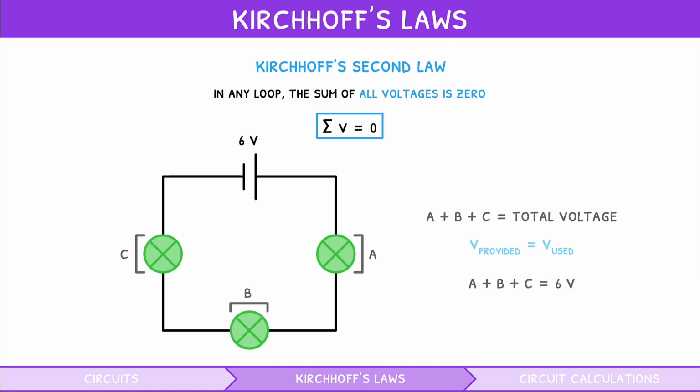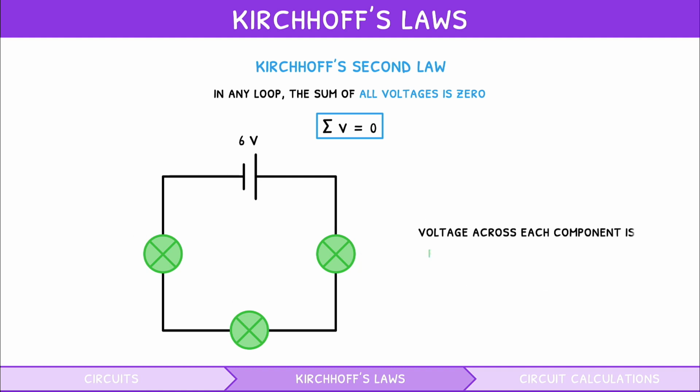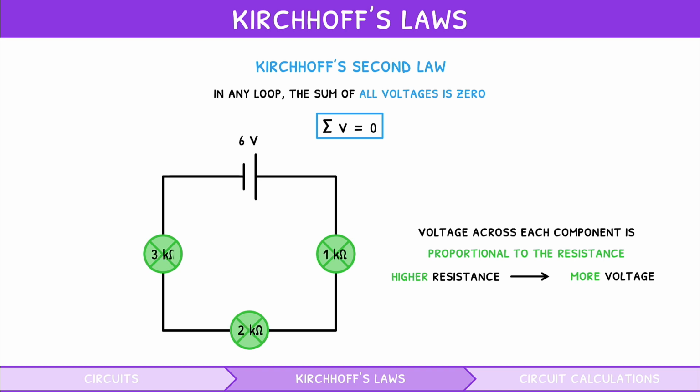Note that the voltage across each component is proportional to the resistance, i.e. higher resistance components use more voltage. For example, if the bulbs had resistance of 1 kΩ, 2 kΩ and 3 kΩ, their voltages used would be 1 volt, 2 volt and 3 volt respectively.